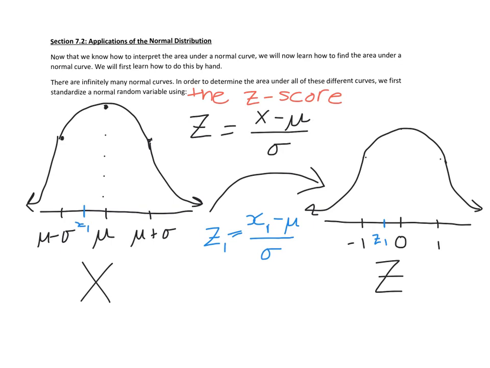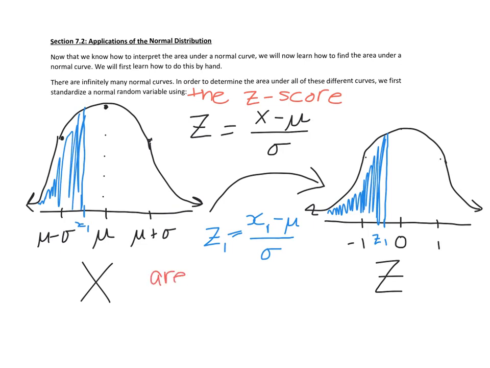Here is why everything works out. If we were to look at the area to the left of x1, that area is going to be the exact same area that is to the left of its z-score. So areas are the same. That's why we don't have to look at all of these different normal curves. We can just look at the standard normal curve because the area is the same for a value and its corresponding z-score.